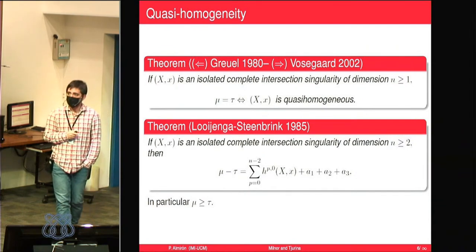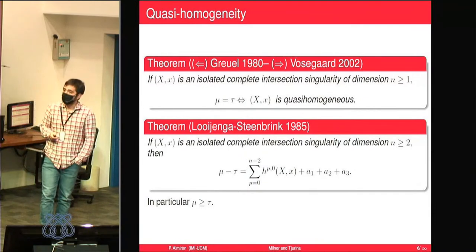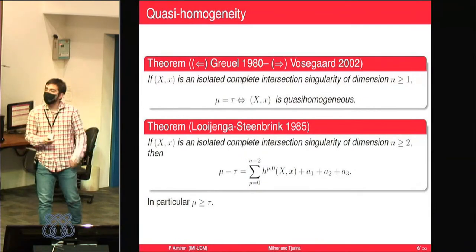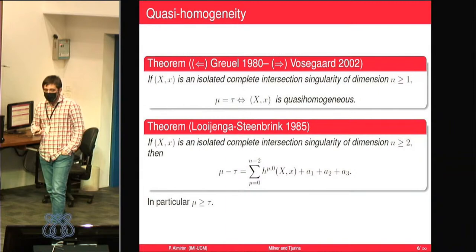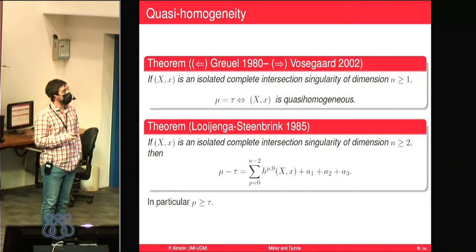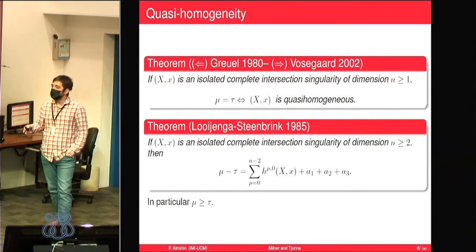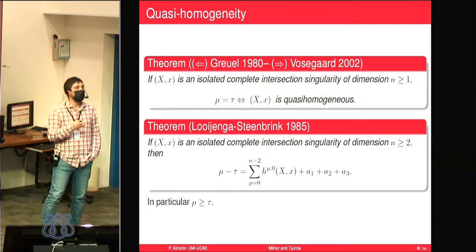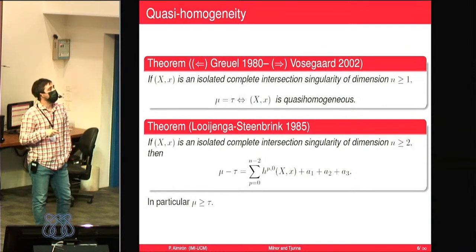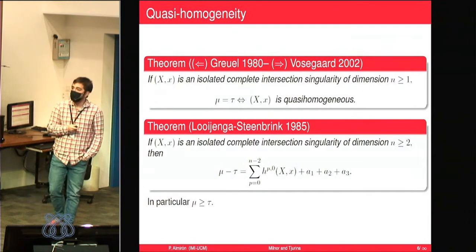So now we are in a good situation. We want to compare Milnor and Tjurina number. We know that Milnor is bigger or equal than tau. We have a lot of theory about that. And the question is, nobody at this time has thought about what happens with upper bounds. Because all the people during the 80s were working very hard in order to prove this inequality. But what happens with upper bounds?